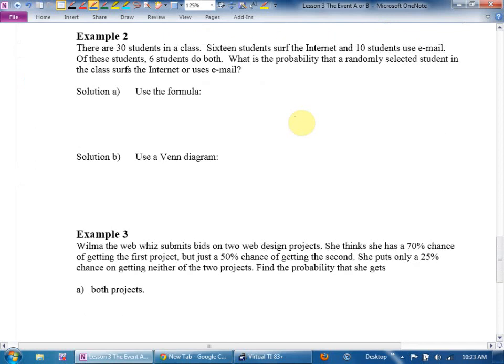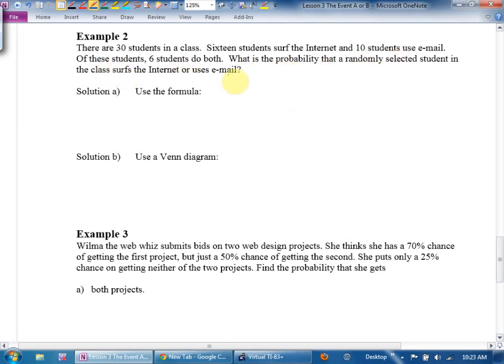There are 30 students in a class. 16 students surf the internet. 10 students use email. 6 do both. What's the probability that a randomly selected student surfs or uses email?